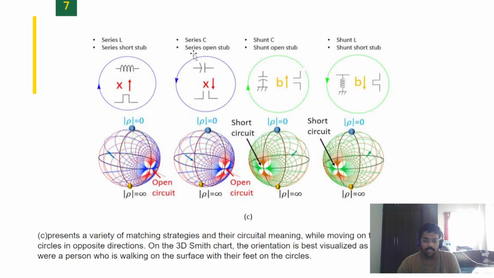Now this is another representation of how we map the networks to the Smith chart. Here we have a series inductor with a series short stub, and here is a capacitor in series, and these two are the same, capacitor and inductor in shunt, where one is the shunt open stub and one is the shunt short stub, and these are the representations of the same impedances pointing on the 3D Smith chart. On the 3D Smith chart, the orientation is best visualized as if the viewer were a person walking on a surface with their feet on the circles.